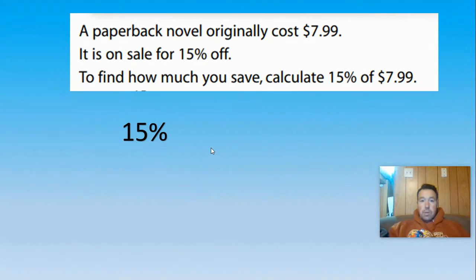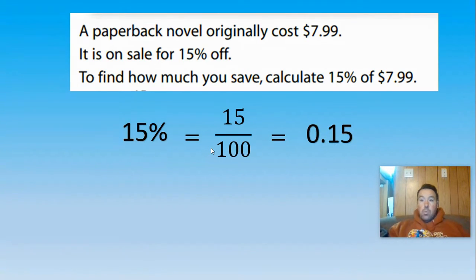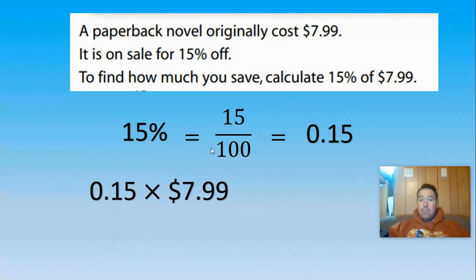Well, first off, we take the percentage, which is 15%, and we have to write it as a fraction. We know that 15% is 15 out of 100, which is then really easy to write as a decimal. Now, once you figure out this decimal number, like, game over. It's that easy. Okay, so 0.15, or 0 and 15 hundredths. So we take that number then and we multiply it by the original price. In this case, $7.99. Okay, so what does that end up equaling?